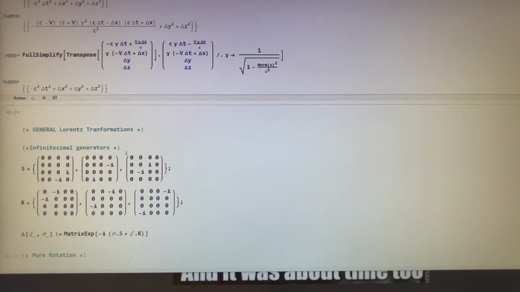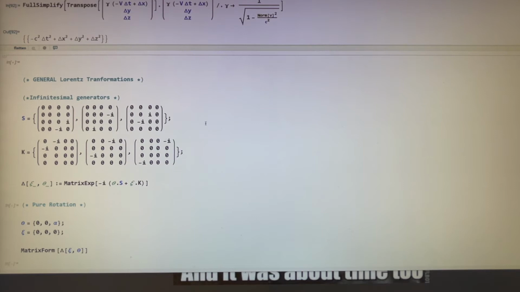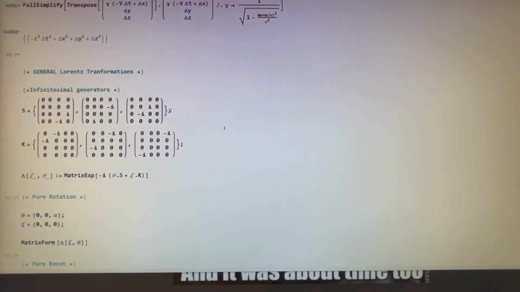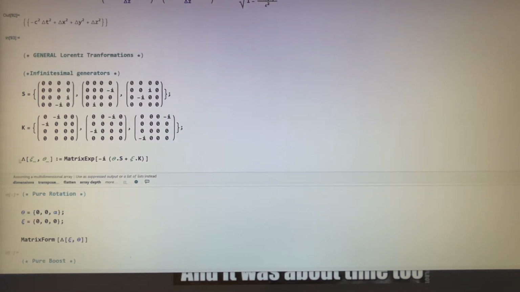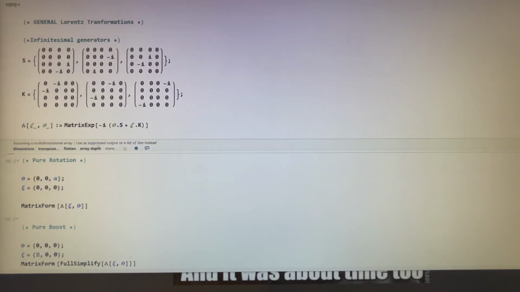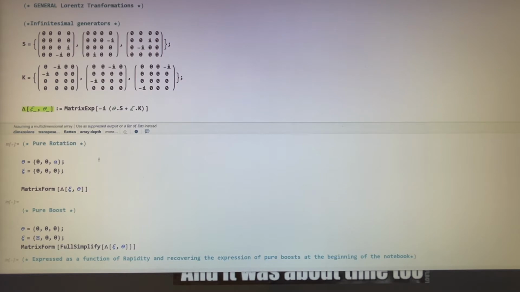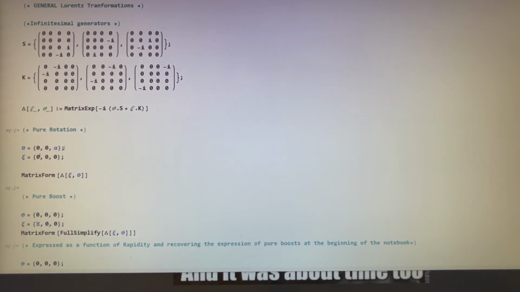Now, the main objective of using this notebook is to actually write the Lorentz transformations as this exponential of minus i, the rotation part if you want, and the boost part, okay? So let me just define the infinitesimal generators of the Lorentz group, okay? And the Lorentz transformation as a function of the rapidity and the rotation vector. Now, let's do first a pure rotation. So we have this full matrix here, and let's do first this pure rotation. This is a rotation of angle alpha around the z-axis, as you can tell. And there's no boost. All right, so let's find the matrix form.